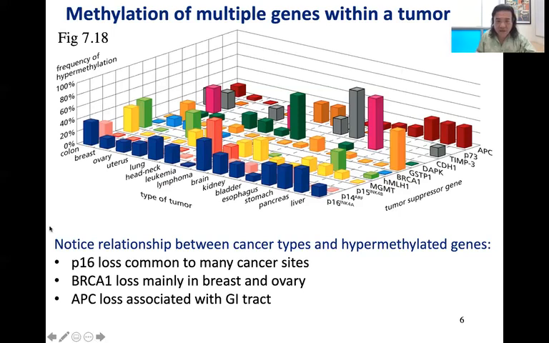But the take-home message is really that certain tumor suppressors, like the P16 gene, its loss due to methylation is common to many cancer sites. Whereas for other tumor suppressor genes, the expression of their genes is lost in more specialized cases. BRCA1 loss is mainly seen in breast and ovarian cancer. APC loss, the one way over here, is mainly seen in different types of GI tract cancers.